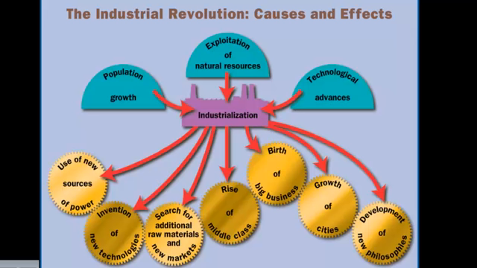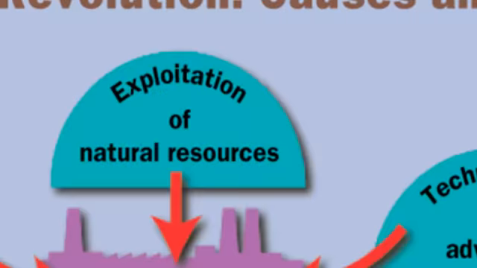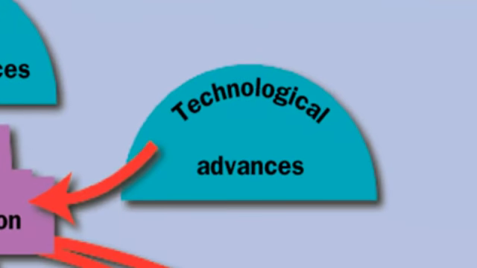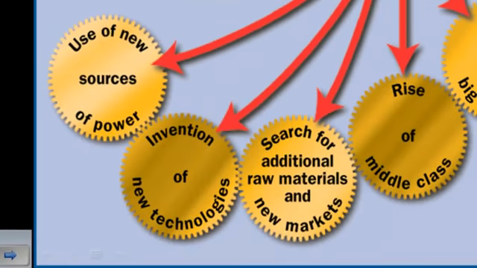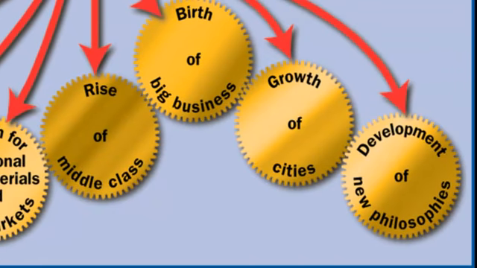We now turn to some of the causes and effects regarding the Industrial Revolution. Some of the causes are population growth, exploitation of natural resources, along with technological advances. Now, some effects of industrialization would be use of new power sources, invention of new technologies, the search for new additional raw materials and markets, which was intertwined with colonization and colonialism, a rise of a middle class, the birth of big business, the growth of cities, and also the development of new philosophies, one of which I just mentioned with socialism and communism.